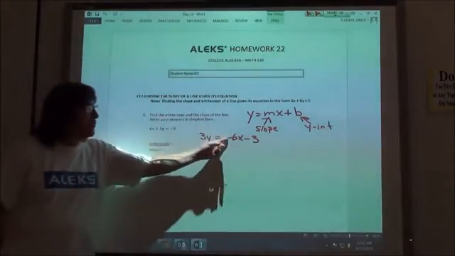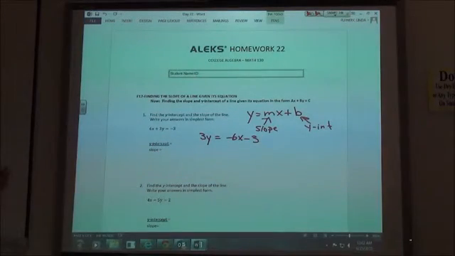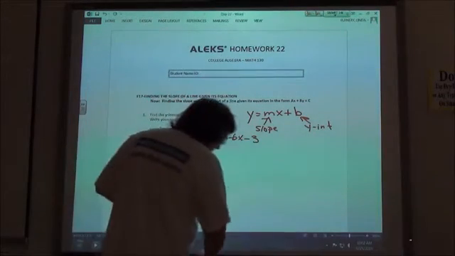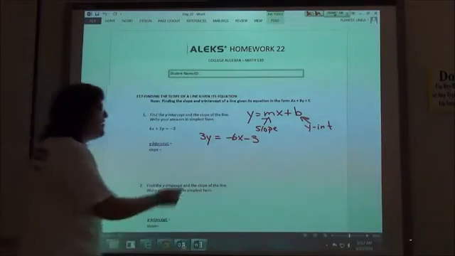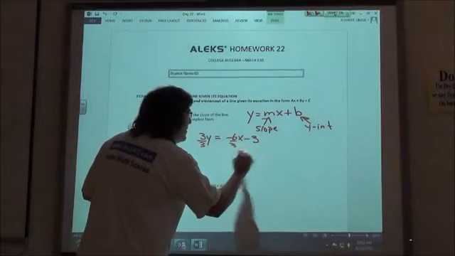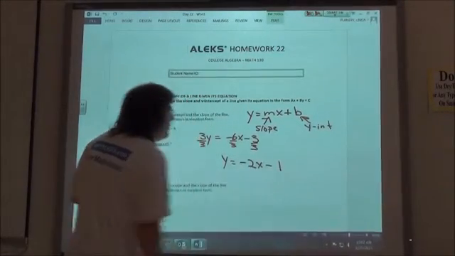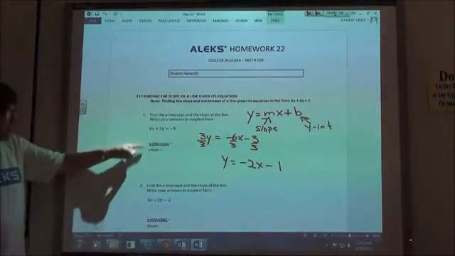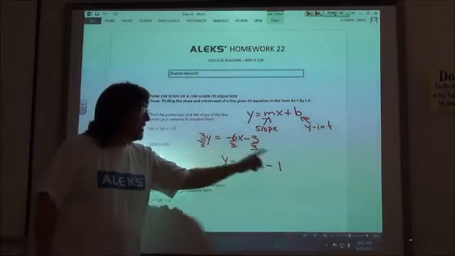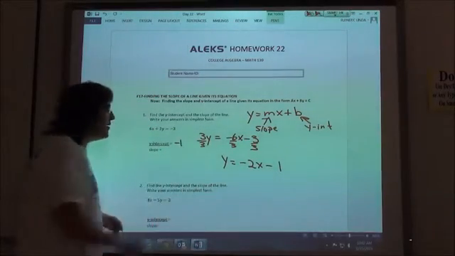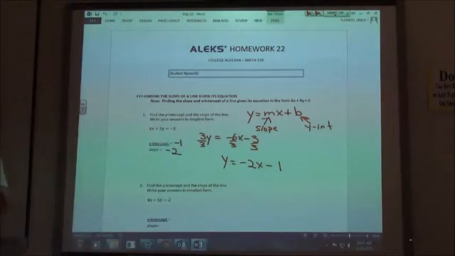Normally I put my x first just because that's how it is in my slope-intercept form, not that it matters if you stick it on the end, as long as you know the number in front of the x is a slope. I still have to finish solving that, so I'm going to go ahead and divide by 3. So y is going to equal negative 2x minus 1. From there, they're going to have you pick out the y-intercept and the slope. The y-intercept, of course, is that number on the end, negative 1. The slope, the number in front of the x, so negative 2.